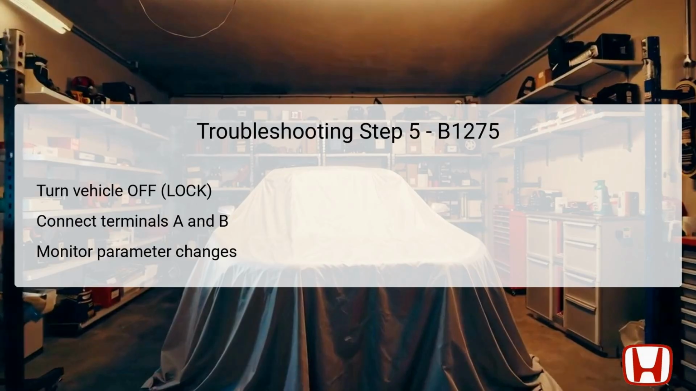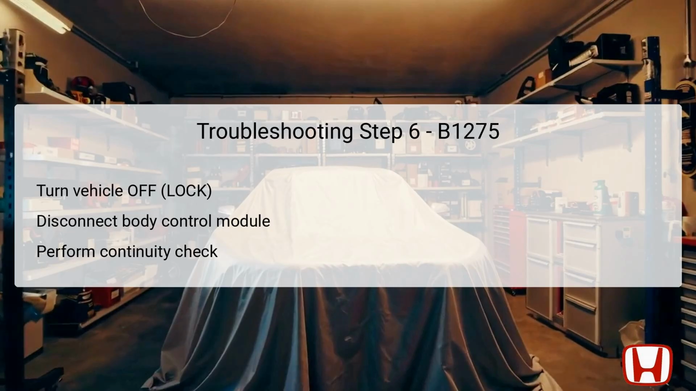During this step, keep the vehicle in off-lock mode while disconnecting the combination light switch. You'll then connect specified terminals A and B using jumper wires to simulate a completed circuit. After manually grounding these terminals, utilize the HDS again to monitor if any parameter values shift from off to on. An affirmative response here means that the combination light switch is at fault and should be replaced. Should no changes occur, further exploration into other wiring components or the body control module is necessary.